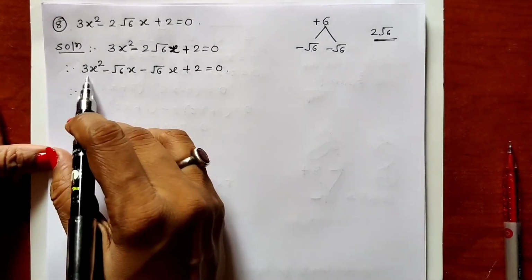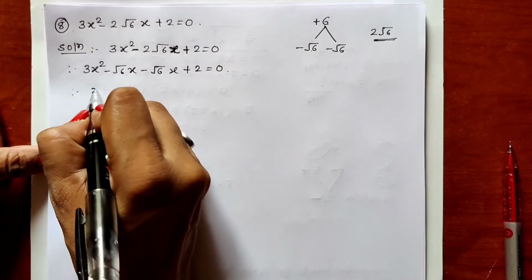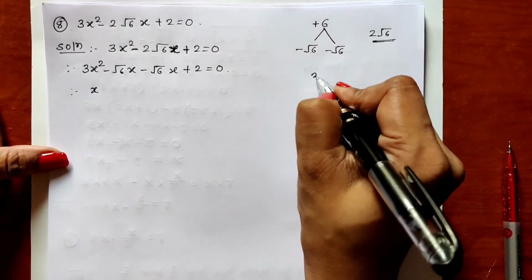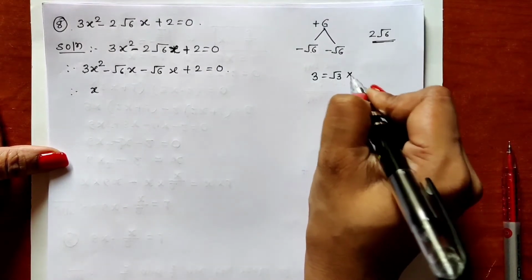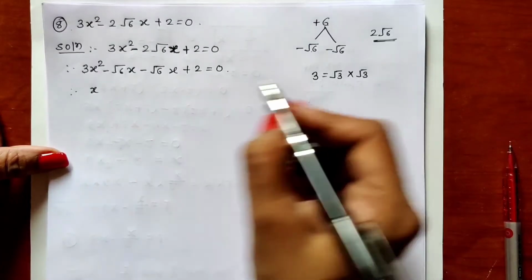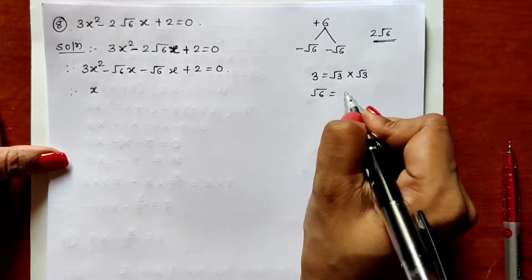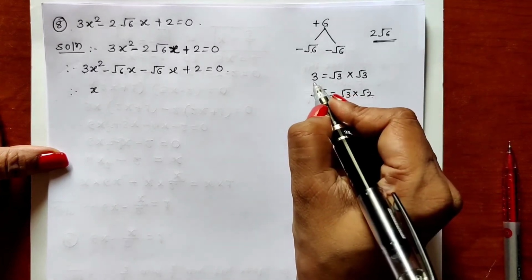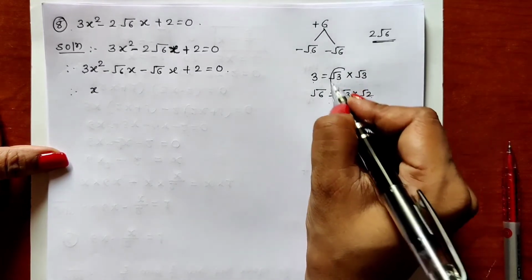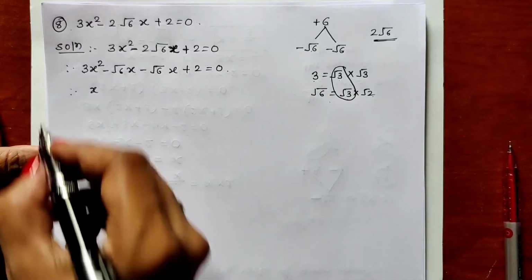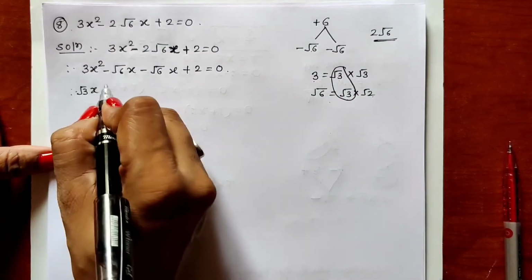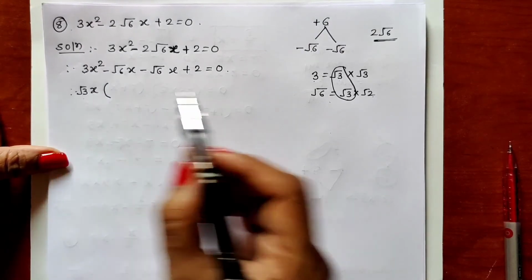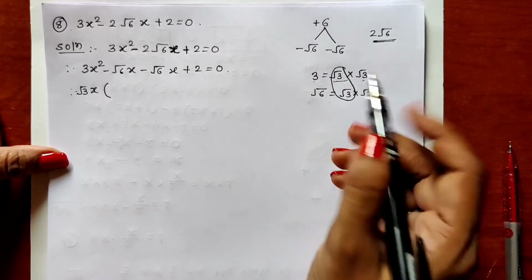Now see children, what can be common from first and second term? X is common, we all know. But from 3 and root 6, what can be common? We all know 3 means root 3 into root 3. And root 6 can be written as root 3 into root 2. So what is common? Root 3 is common. So this root 3 we can take out common. From first term, from 3 we have taken out root 3 common. So what is remaining? Root 3 is remaining.